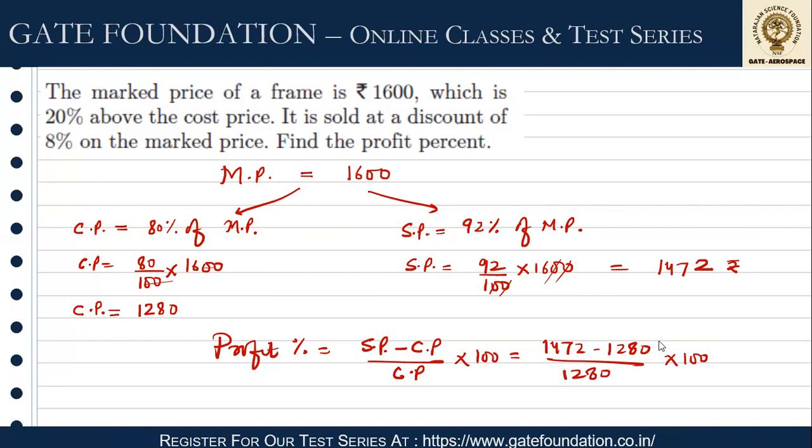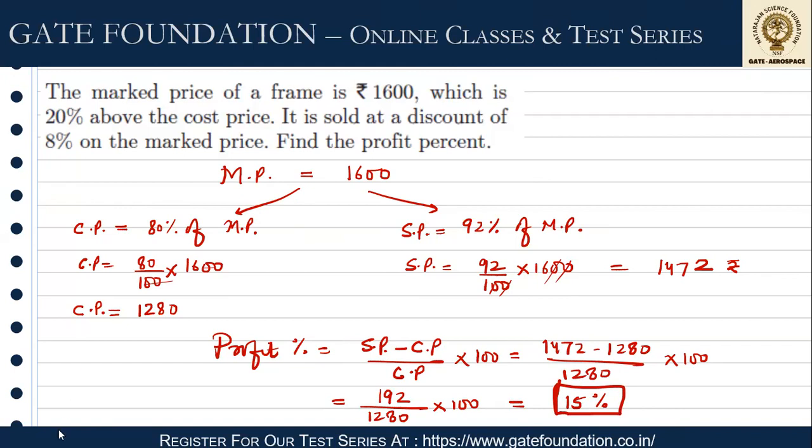So it becomes 192. Yes, 192 upon 1280 into 100. And if you solve this further, you'll get the answer 15%. So the correct answer will be 15%.